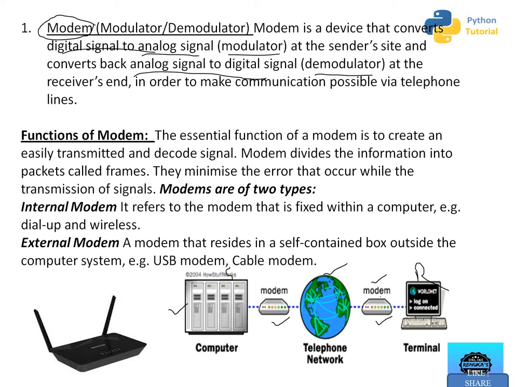We can summarize the functions of a modem: it helps to transmit and encode signals and also divide the information in the form of packets known as frames. Modems are of two types. We can see in our labs and at home also, modems are of two types: internal modem and external modem. External modem looks like this, a black box with two antennas. And internal modems are available inside the machine or computer. Nowadays in mobile phones there are internal modems. Every mobile has an internal modem.